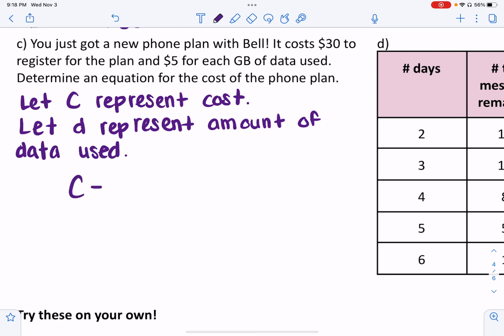So we're looking for the total cost. It costs $30 to register. So just for signing up, it costs $30. And then it's $5 for each gigabyte of data used. So we have $5 for each gigabyte of data used, plus the original $30 that you had to pay at the very beginning.